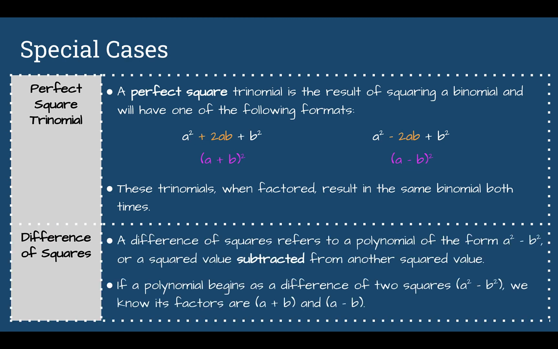Our other special case is called the difference of squares. So this is going to also deal with two perfect square numbers, but it's always going to be a squared minus b squared. It's subtracted. There is no middle term in the difference of squares, which is one of the ways you can recognize it. When you factor a difference of squares, you end up with one factor is a plus b, and the other factor is a minus b, and when you connect them, you'll have essentially the same thing both times, but one is plus and the other is minus.